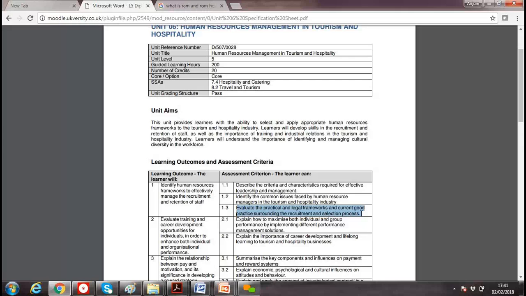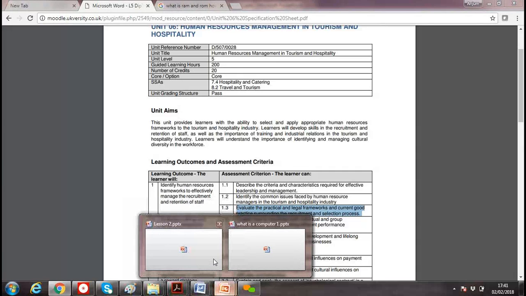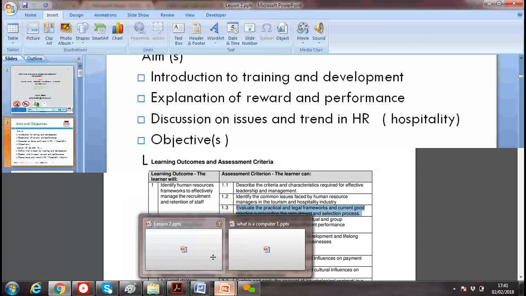What is the difference between recruitment and selection? What is the difference between them? I don't know. Okay, so I guess I don't remember.